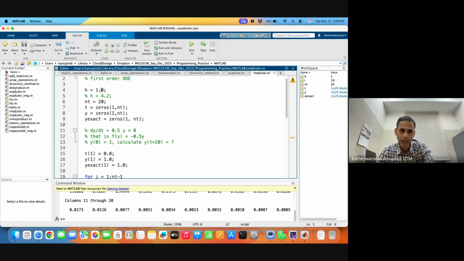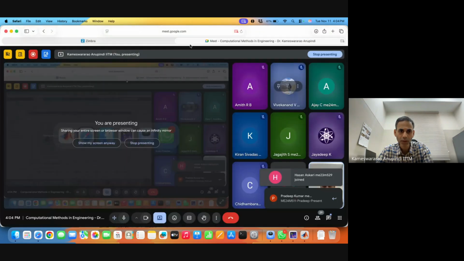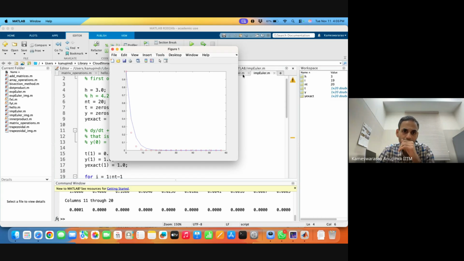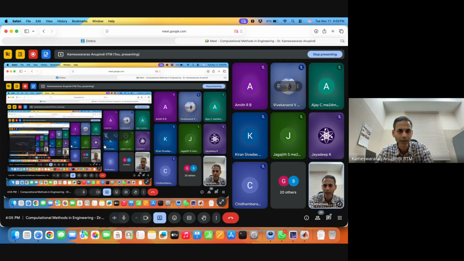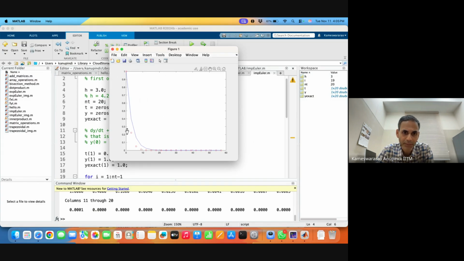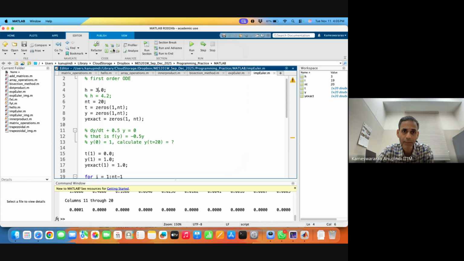Now let me put another time step. Let's make it 3.0, and then run it. What you see is that there are some deviations. The red is now a little far compared to the blue, but this is much better than what we had observed for explicit Euler yesterday, right? For 3.0 yesterday, we already saw that there were oscillations, although the oscillations were converging, in the context of explicit Euler method.